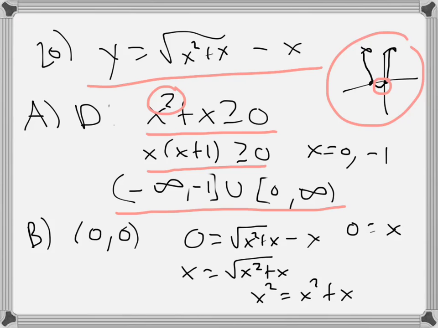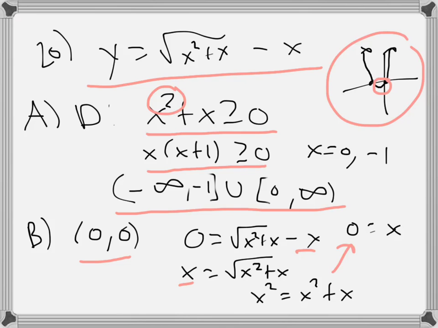And then B is about x and y intercepts. You can see that when x is 0, you get y is 0. But you could have y 0 at other places. So if I set this equation equal to 0, I can add x to the other side, and then square both sides. When I subtract x squared, I get that 0 is equal to x. So that's the only solution.